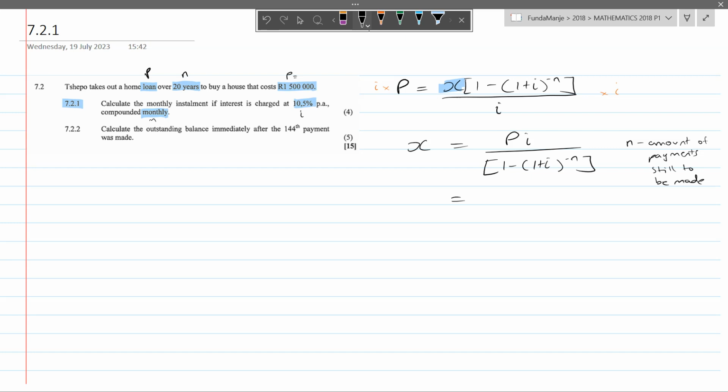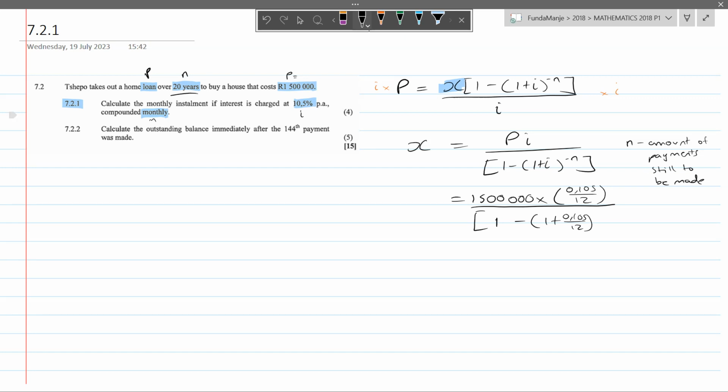So substituting our values in, we have 1.5 million multiplied by our interest of 10.5. We'll write it as 0.105 over 12 all over, because 12 is our compounding terms, all over 1 minus 1 plus 0.105 over 12, and then N.